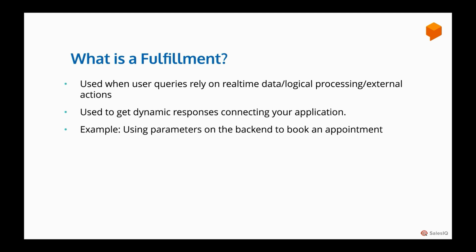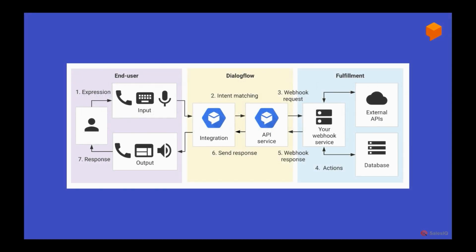So this is the process flow. The end user types or speaks an expression, and then Dialogflow matches the end user expression to an intent and extracts parameters. Dialogflow sends a webhook request message to your webhook service. This message contains information about the matched intent, the action, parameters, and also the response that was defined for the intent. Your service performs actions as needed, like database queries or external API calls. Your service then sends a webhook response message to Dialogflow. This message contains the response that should be sent to the end user. Then Dialogflow sends the response to the end user, and the end user sees or hears the response.